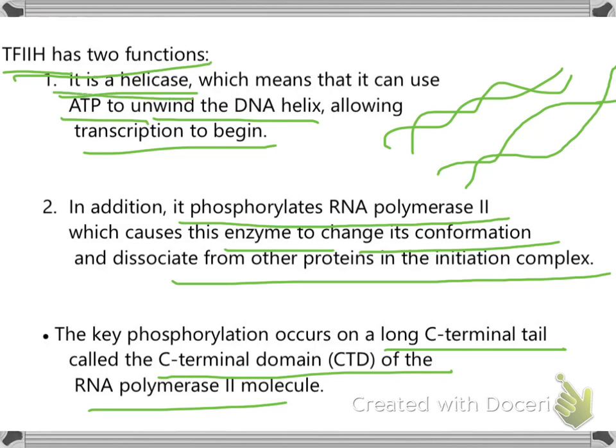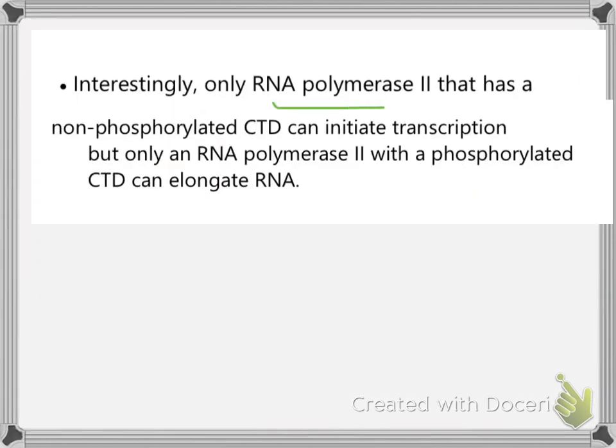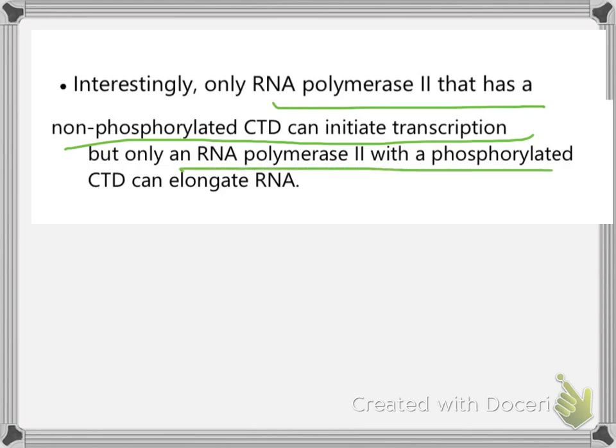So it has two functions. One is the helicase function and the other one is phosphorylation of the RNA polymerase II. Only RNA polymerase II that has a non-phosphorylated CTD can initiate transcription. But only an RNA polymerase II with a phosphorylated CTD can elongate RNA. So the transcription can start with the RNA polymerase II with non-phosphorylated CTD, but for the elongation of the RNA, polymerase II requires the phosphorylated form.